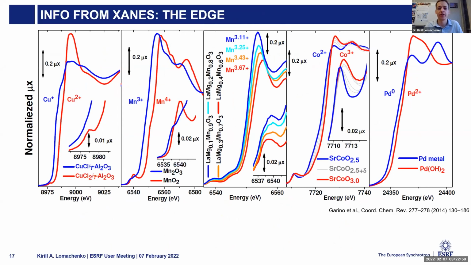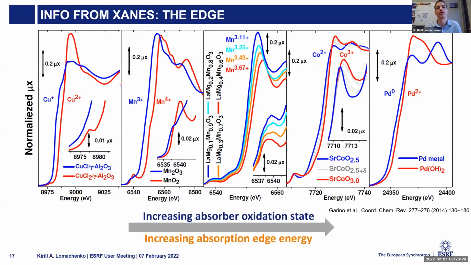The edge position is very often used to assess the so-called chemical shift. So what we call chemical shift in XAS has nothing to do with chemical shift of NMR. It's just a shift of the X-ray absorption edge because of the difference in the oxidation state. So the absorption edge usually shifts when the oxidation state changes. So the higher the absorber oxidation state, usually the higher the absorption edge energy.